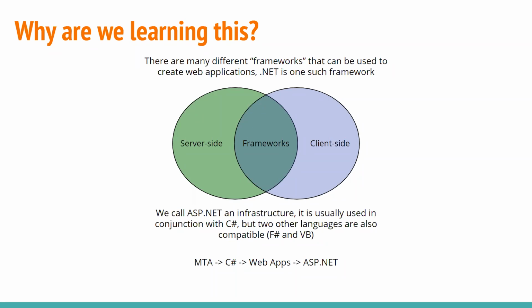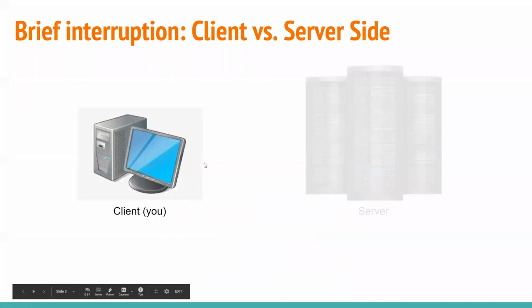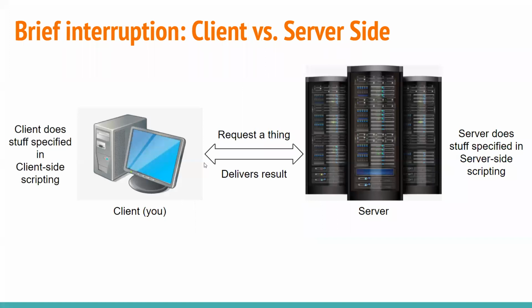Okay, so that's sort of why we're learning this, just to give you guys some context. So yeah, we'll go again into just this whole distinction between clients and server. The client does stuff specified in client-side scripting, and we've seen that now with JavaScript and HTML. It can make requests to the server. The server will do other stuff in server-side scripting, and deliver back a result to the client that can be rendered in the browser and interpreted by the browser.